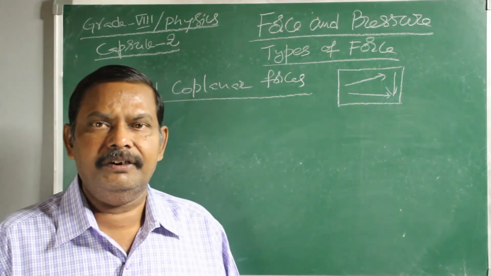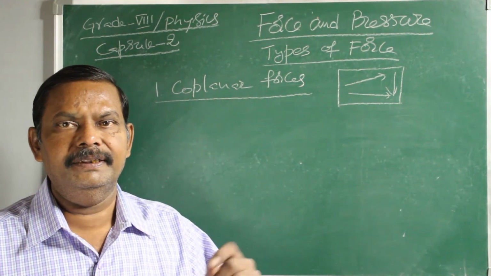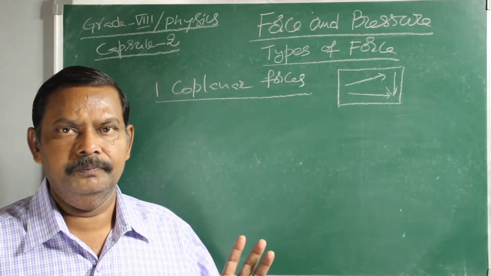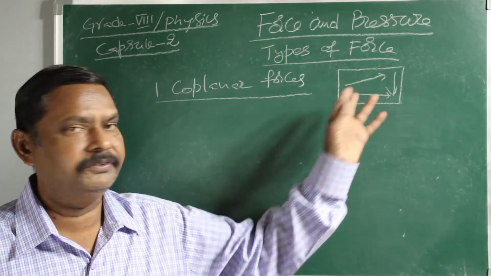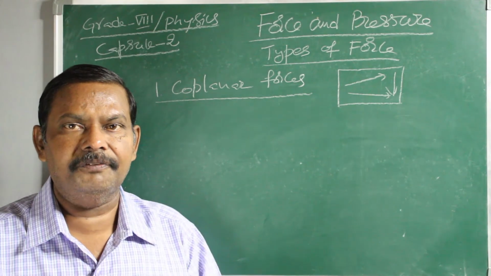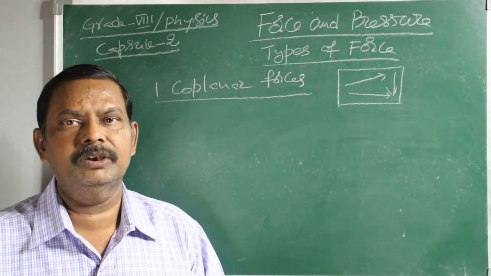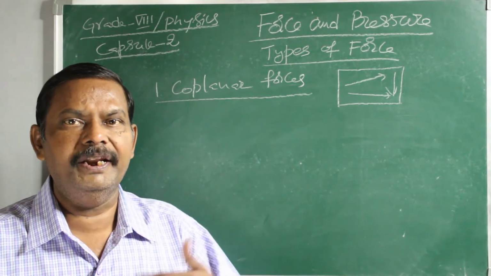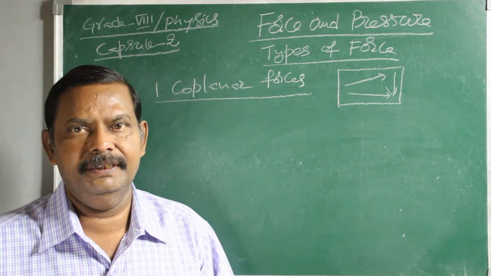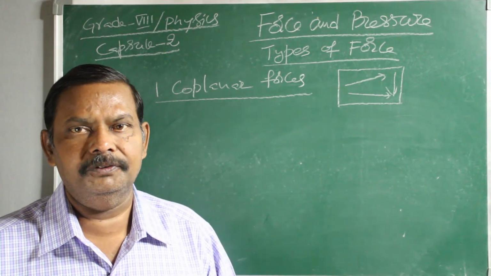Since force is a vector quantity, we can represent that by arrows. And all these three forces are on the same surface. That's why they are called coplanar forces. Coplanar means lying on the same plane. That is the first type of force.